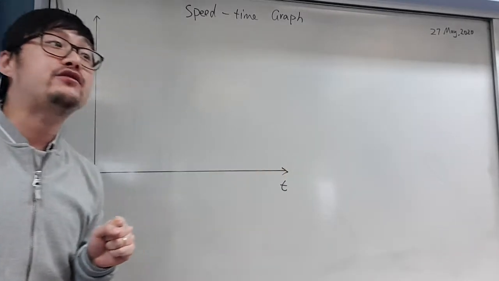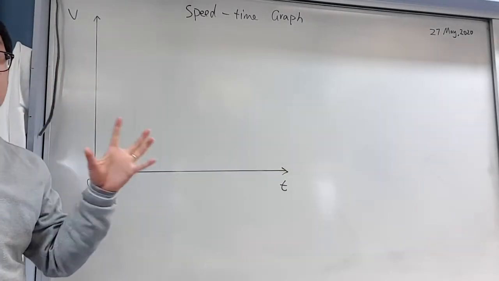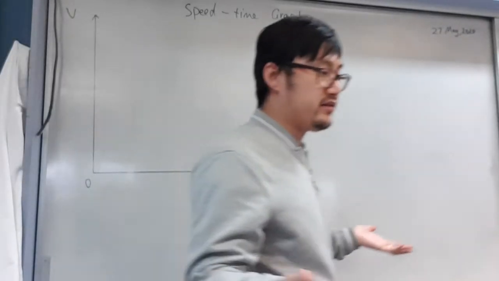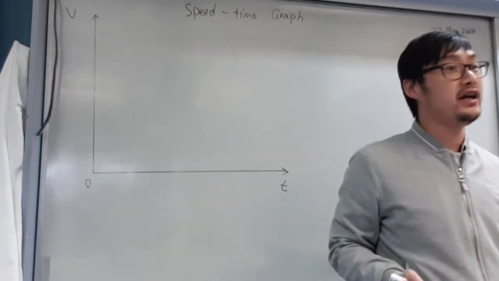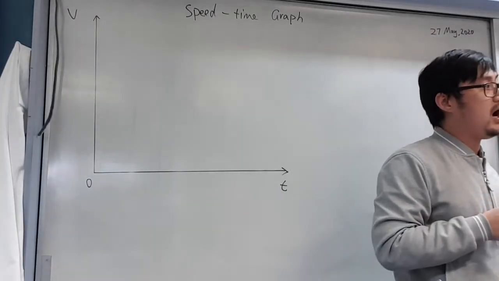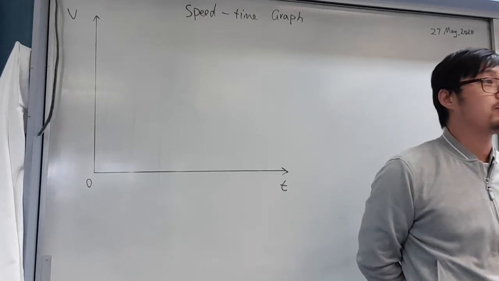Okay, so now I want you guys to have a think. Let's start from the most simple one, the easiest one. The most common thing we see is a stationary object. I want you guys to have a think. What do you think a stationary object is going to look like on a speed and time graph?